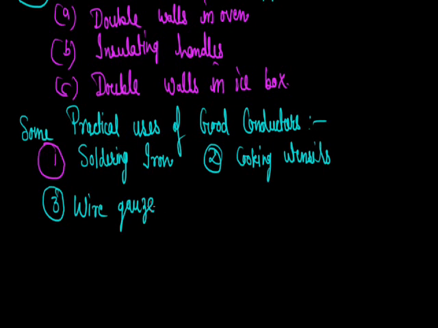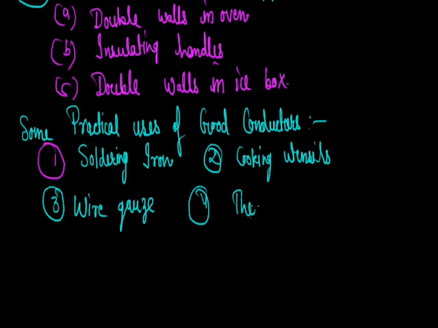A wire gauze is generally used when a glass vessel is heated over a flame. The reason is that the wire gauze is made of metal, say iron, which is a good conductor of heat. So heat from the flame is conducted over the entire wire gauze and the glass vessel is uniformly heated. If the glass vessel is kept directly over the flame, the vessel will get heated unevenly as glass is a poor conductor of heat and so the vessel will crack.